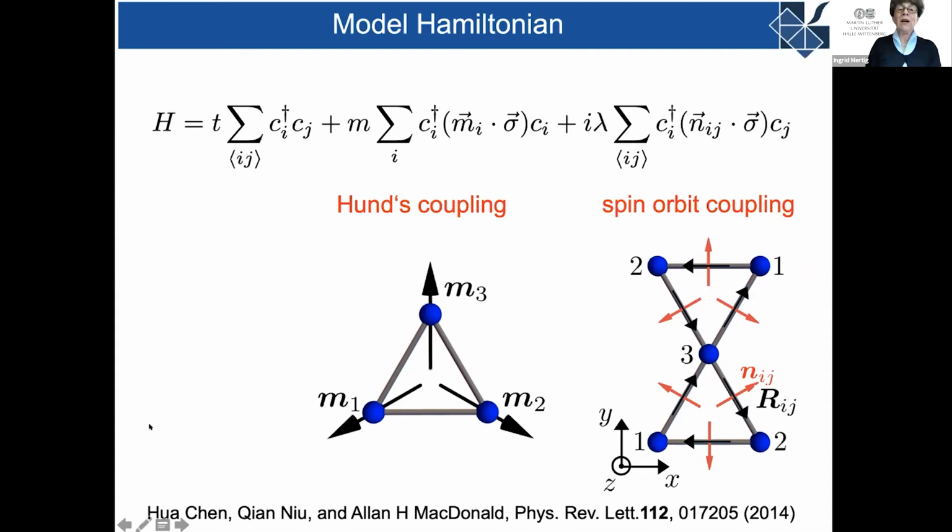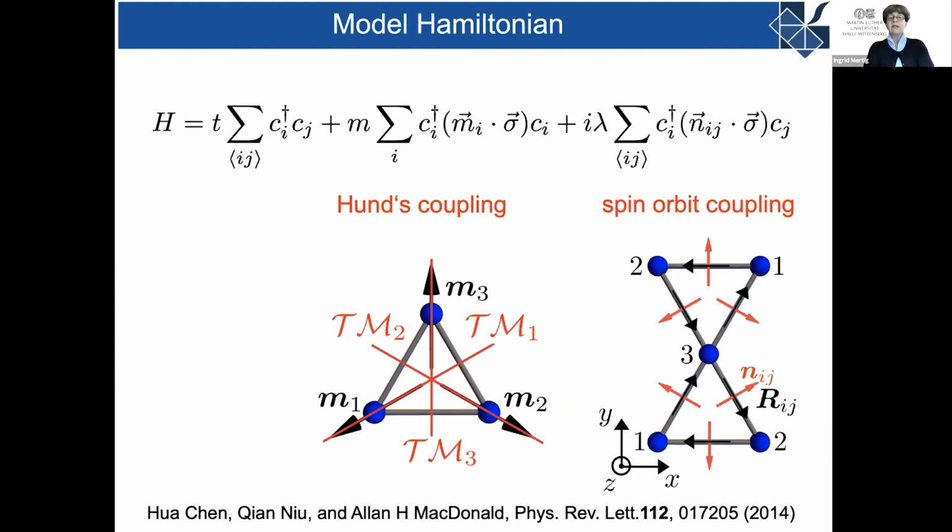Yeah, and so we are now considering that this system has certain symmetries. Since it's an antiferromagnet, time reversal symmetry is broken, but there is mirror symmetry so that T times M is a conserved symmetry.